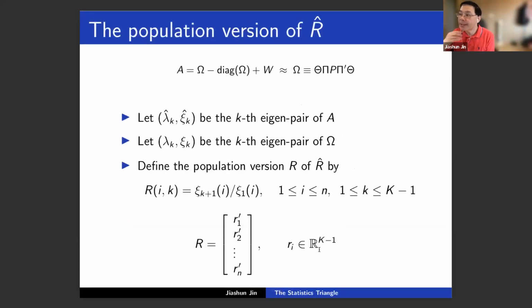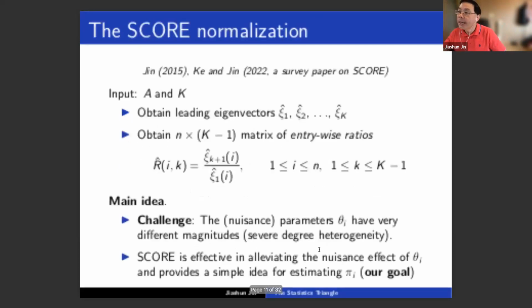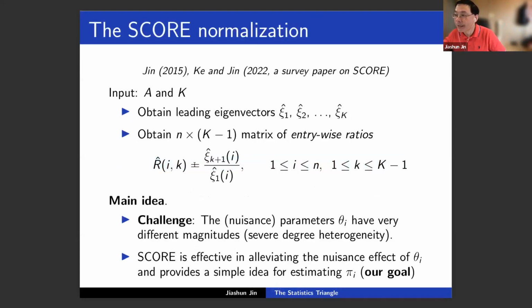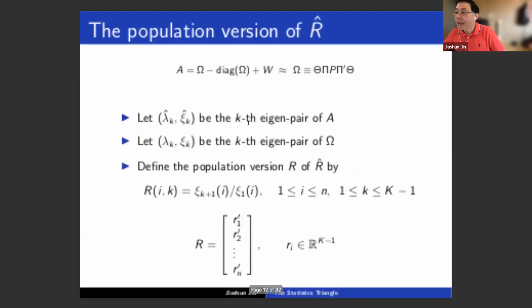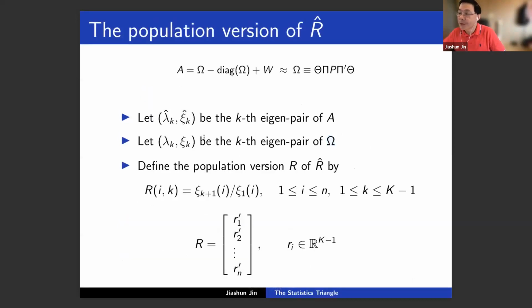We're going to spend about 6 more slides to discuss the method, and the key is to study the population version of R hat. Here are the eigenvectors of A. In the population version, we replace A by omega. So you let lambda k and xi k be the k-th eigenpair of omega, and the hatted version is the k-th eigenpair of A.